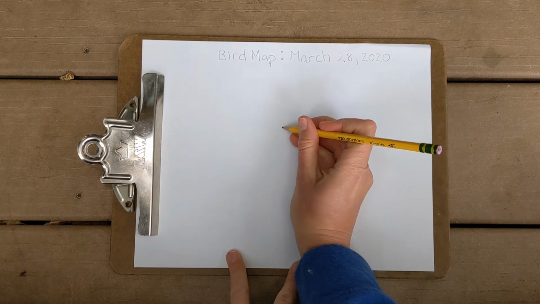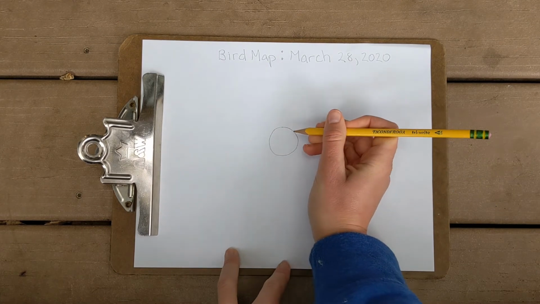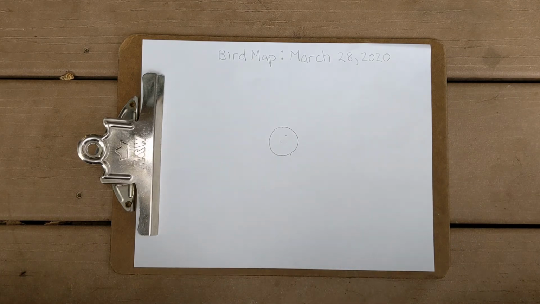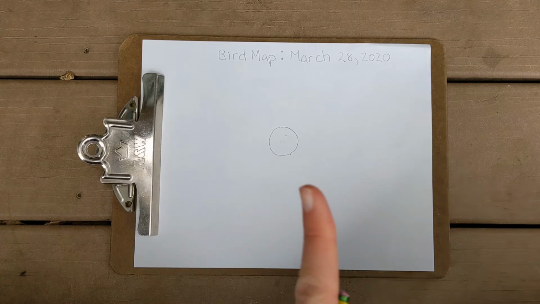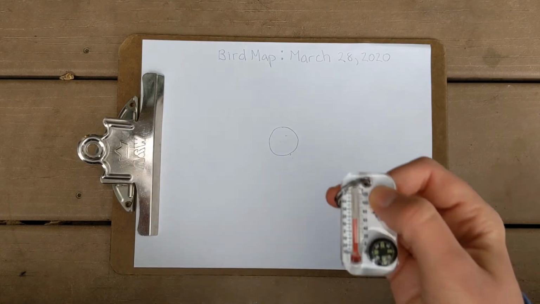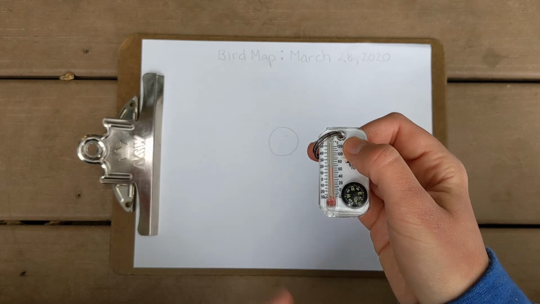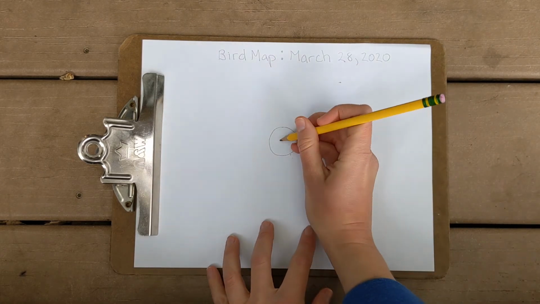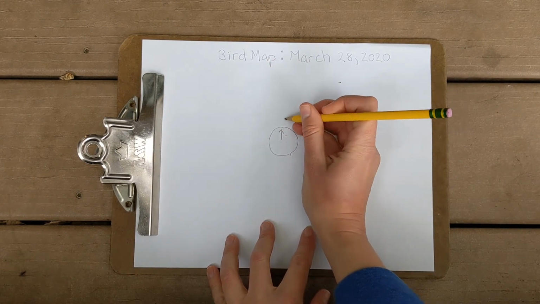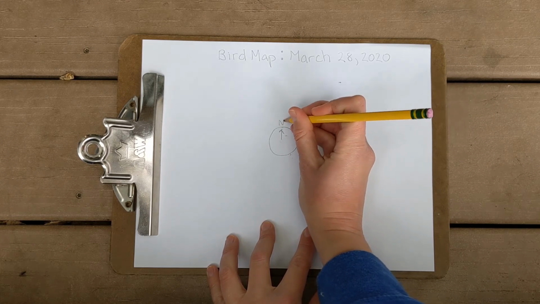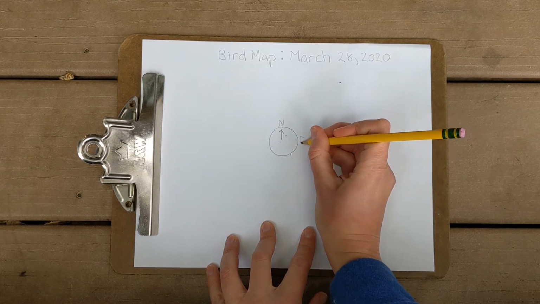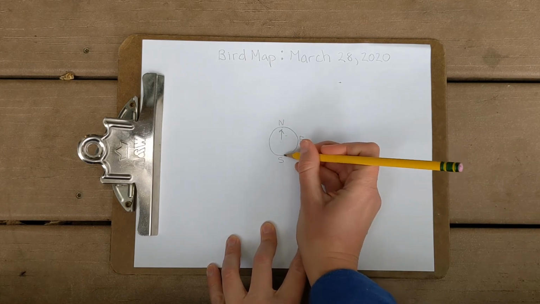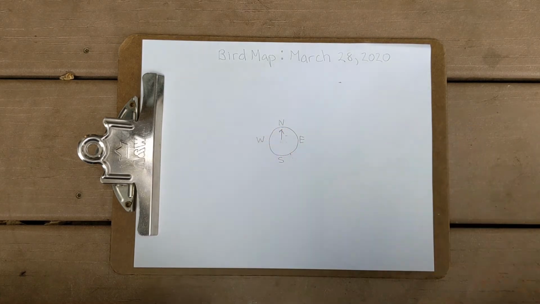Next, we're going to draw a little circle in the middle of the map. And if you know which way north is, this is a great spot to make a little compass on your map. I know from just my knowledge of this area that this way is north, but I can check on my compass too. Yep, sure enough, that way is north, so I'm going to record that. I'm going to make a little arrow here pointing up, and I'm going to write N for north. I'm going to go E for east, S for south, and W for west.